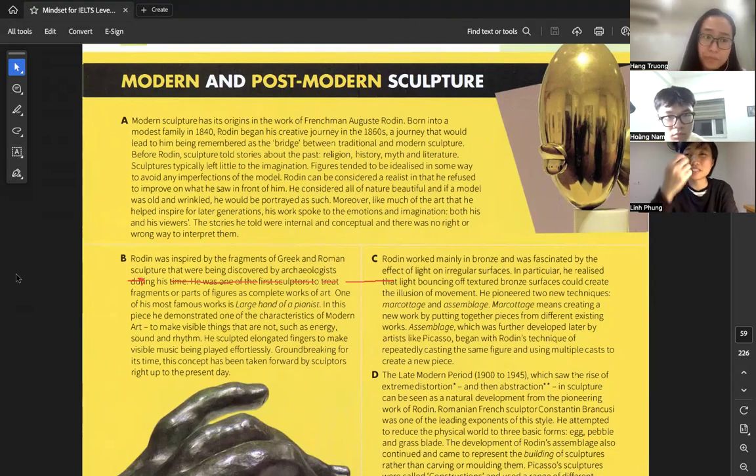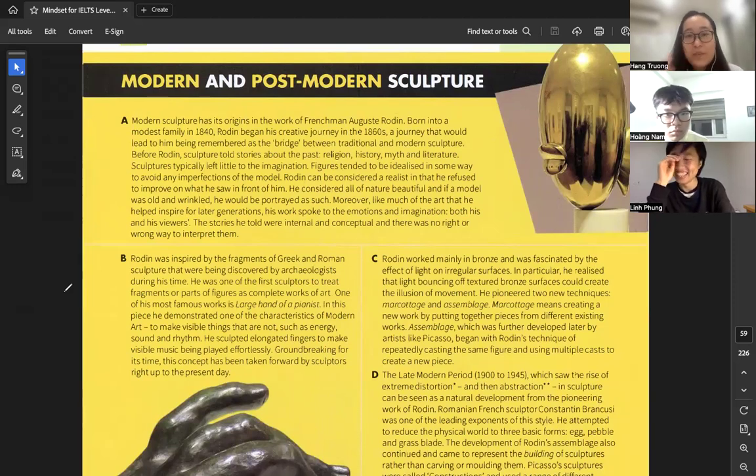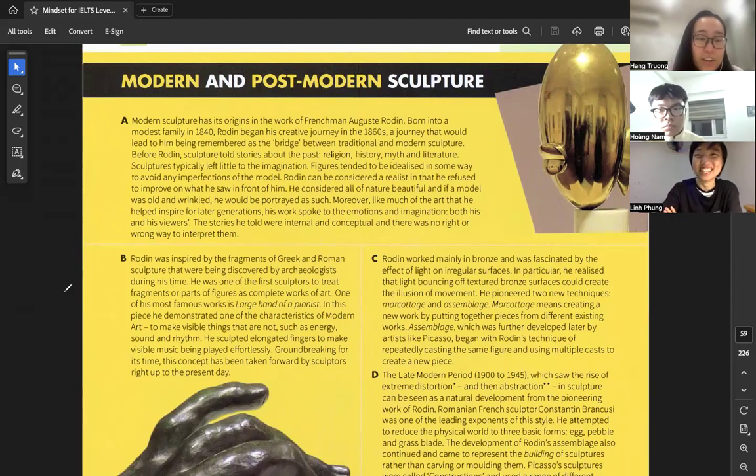But Chị Linh? For the first question, I try not to think, and I choose the right answer. Well, it happens, right? But it mentions the name of the work, right? Large Hand of a Pianist. So where is it? Can you show me? Yeah, the 5th line of paragraph B. Yep, still paragraph B. One of his most famous works is Large Hand of a Pianist. Okay, so we start here. Next, the next 3 lines.